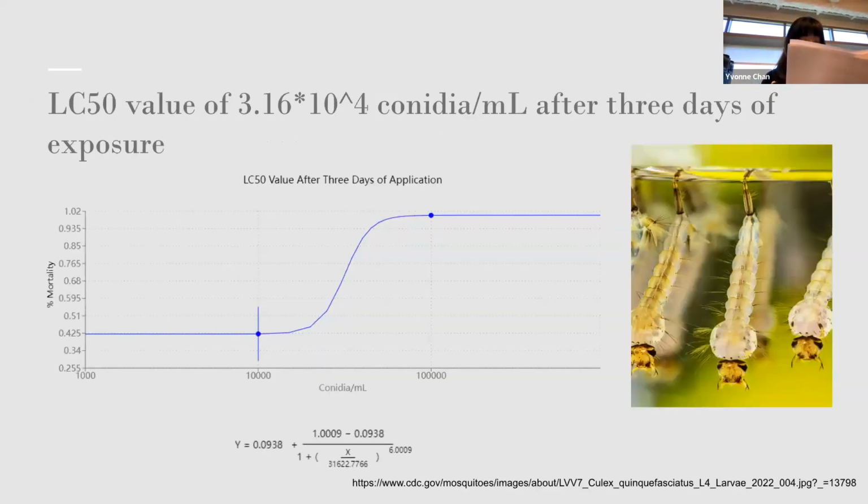I used the data collected to calculate the LC50 of the fungi. LC50 is a measure of concentration of a substance that is required to kill 50% of the test population. In this case, LC50 is a concentration at which half of the mosquitoes will die after 3 days of exposure. And for this experiment, the LC50 value is 3.16 times 10 to the 4th power conidia per milliliter, meaning that this concentration will be able to kill half of the larvae in 3 days.